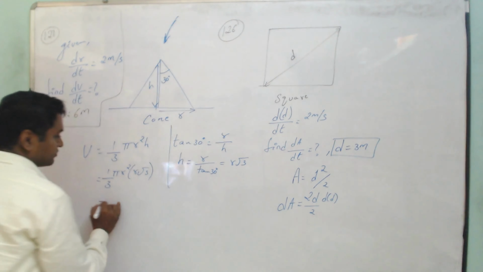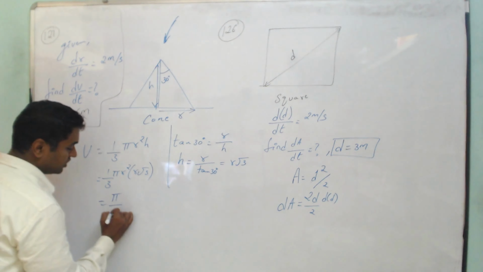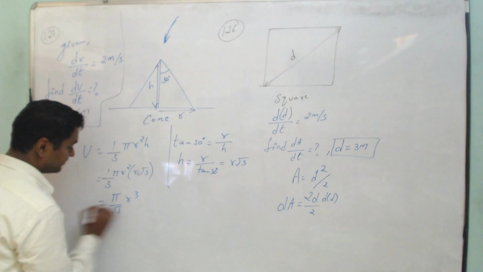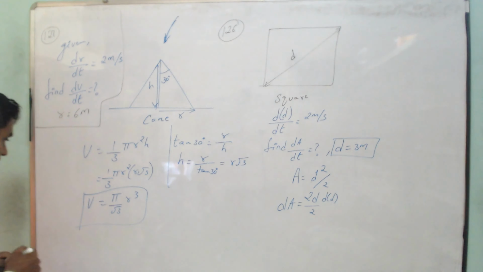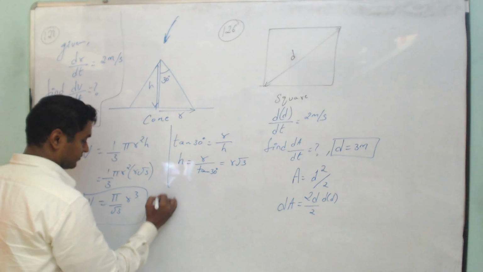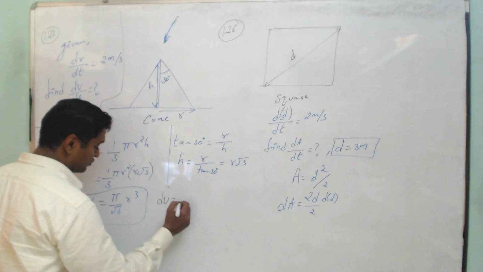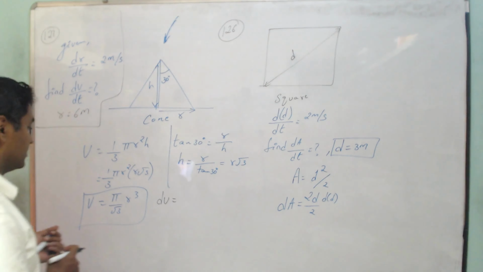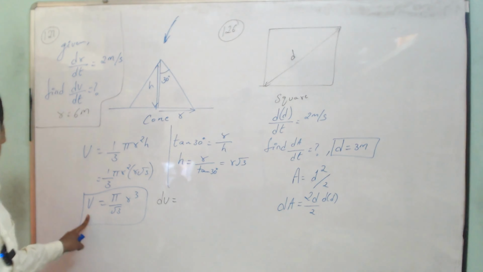So next step: this root 3 by 3 will become denominator root 3. So pi by root 3 R cube. What is my next step? Differentiation. dV is equal to 3 pi R square by root 3. On the LHS it will be dV.